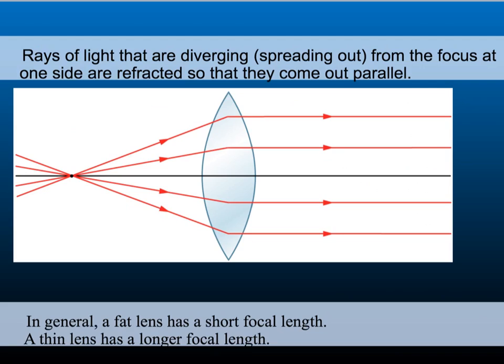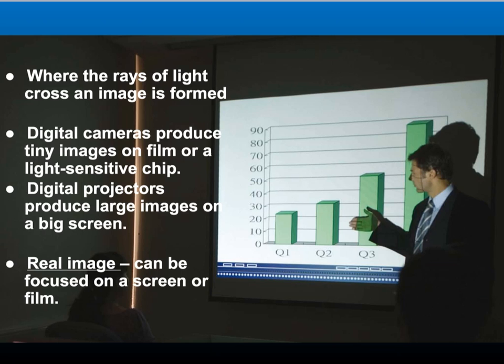In general, a fat lens has a very short focal length because it refracts light more, and a thin lens has a longer focal length because it doesn't refract the light as much. Now where the rays of light cross, the focal point or the focus, this is where an image is formed.